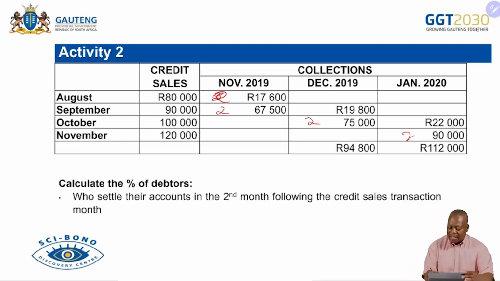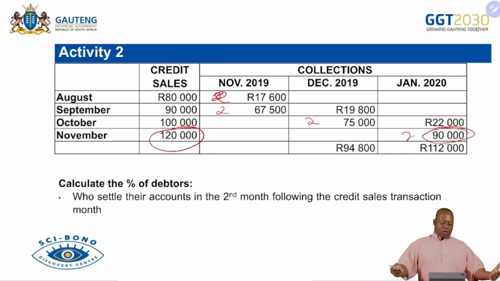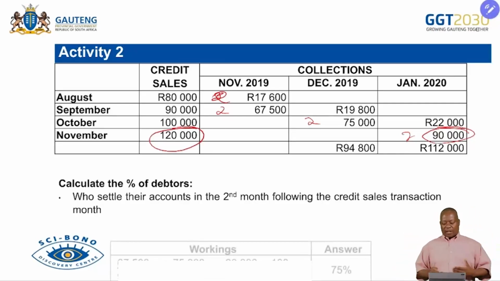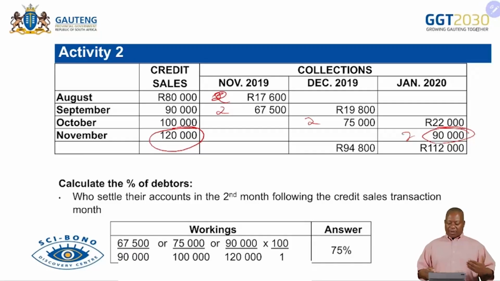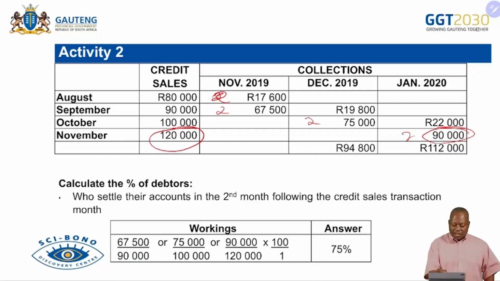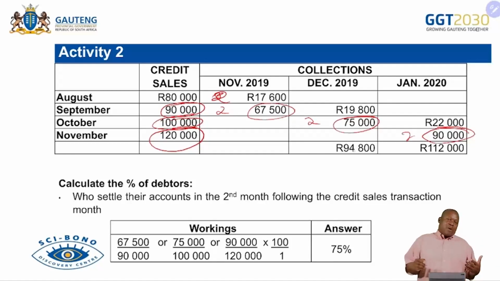If we decide to use January, we are taking the 90,000 over the 120, and then we multiply by 100 to find the percentage that we need. So you can see it's going to be like this. It's either we use 67,500 over 90, or we use 75 over 100, or we can use 90 over 120. Whichever one we want to use, the answer will always be 75%. Are we together there? Those who are paying in the second month.